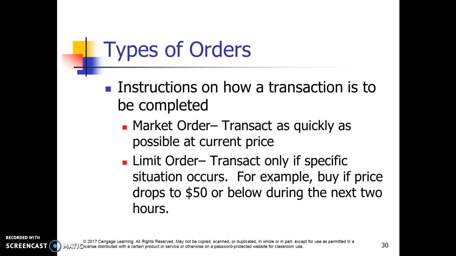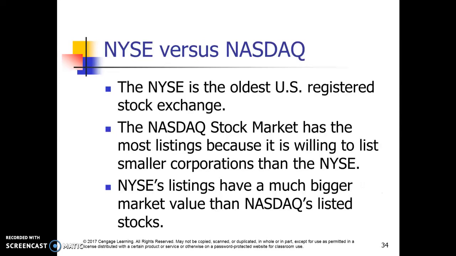So types of orders: market order, as quickly as possible, right? Here's what it's worth. I want to buy it right now. And then a limit order is basically when I put out a set of criteria and I say, hey, if this stock gets to this price, I want to buy or I want to sell during a certain time frame. So that's a limit order.